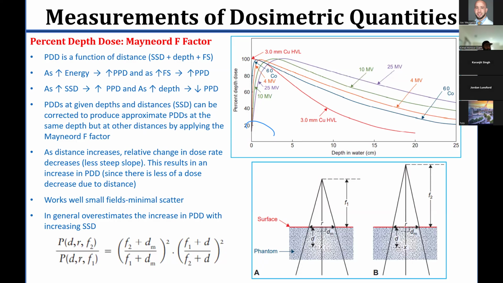The second, we need to think about the effect of SSD and depth. Now, the effect of SSD is a little bit trickier. As SSD increases, the PDD also increases. Why does this happen? This is because the dose rate changes less rapidly at larger distances. Keep that in mind, which means that as the depth in the patient or phantom increases, the PDD itself decreases due to increased attenuation of the beam as the beam penetrates deeper. Now, when you take the ratio, what happens is that it causes an overall increase in the PDD, if you think about it carefully.